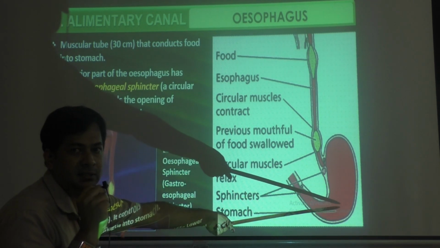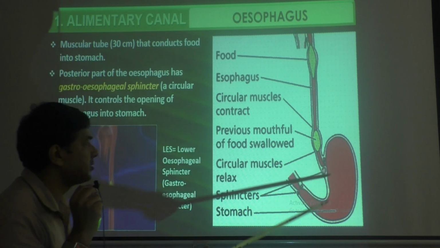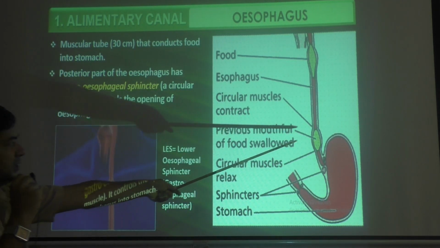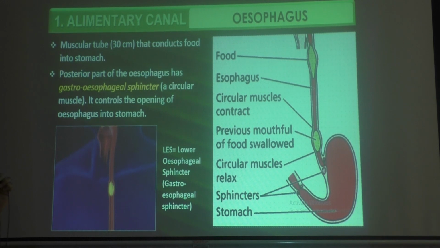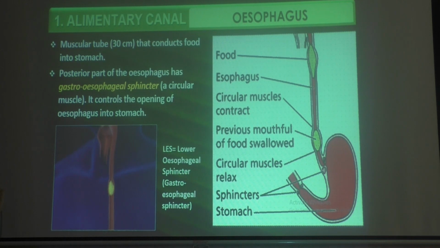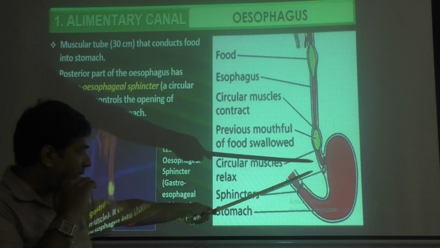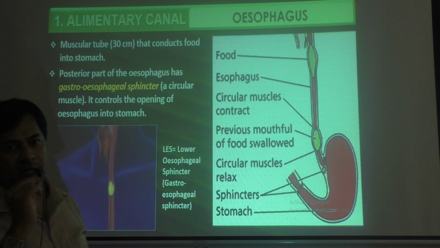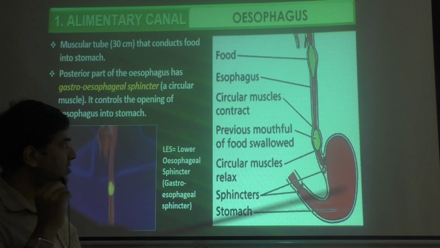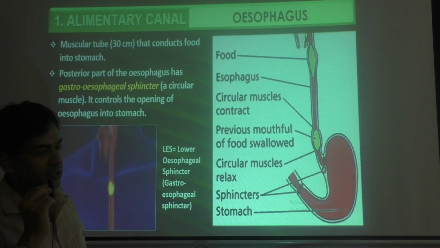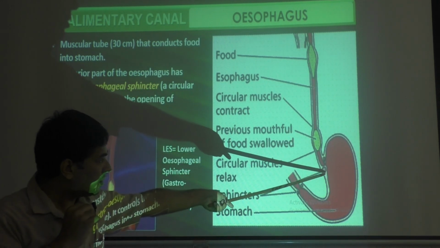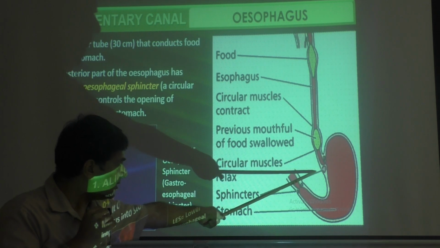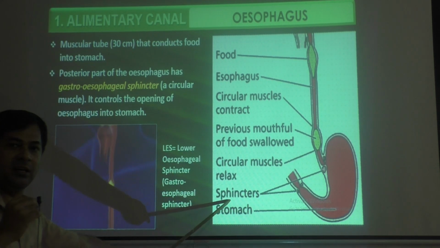You can see there, this structure is the stomach. The food you see there in green color is the food. The posterior part of the esophagus has the gastroesophageal sphincter. That is very important, what you see there. What is meant by gastro? The word gastro means stomach. Esophageal means esophagus. It means the part where the esophagus connects to the stomach. Here at this point you can see it's written, there is a sphincter.